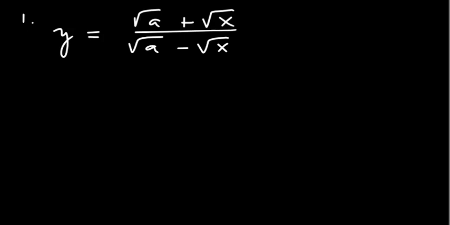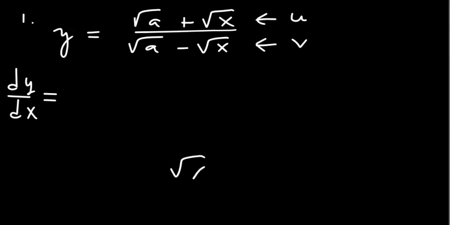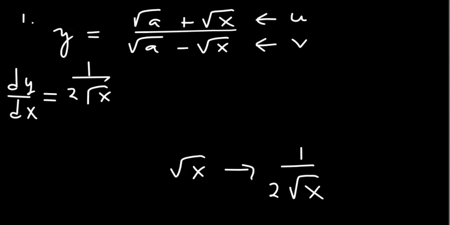Let's do another problem. y is given by the following function, square root a plus square root x over square root a minus square root x. So the top one can be taken to be the u, and the bottom one to be the v. So we want to find dy/dx. So according to the prescription of the quotient rule, you differentiate u with respect to x. So differentiating square root x is going to give you 1 over 2 square root x. So let's write that over there. Multiply that by v, and that's going to be just square root a minus square root x.